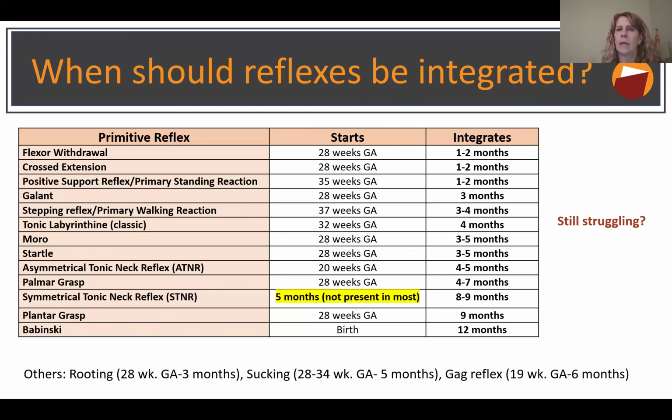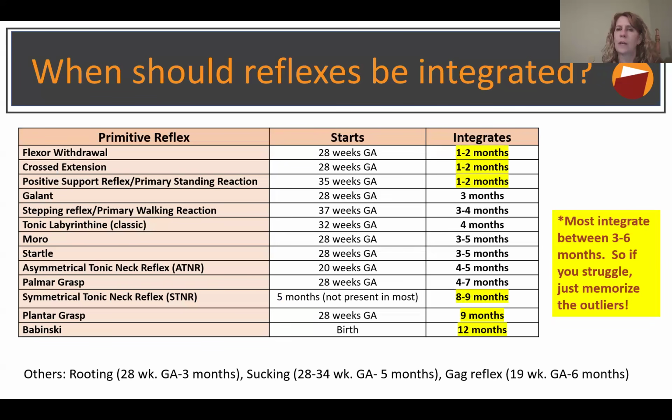children. Okay. So what I think is more likely you're going to be asked about is when does it integrate? There are a few that integrate early and a few that integrate late. All the rest are in this 3 to 4, 5 month period. So if you're struggling, I would know the outliers, and that's going to help you. And again, the plantar grasp and Babinski, I want those to go away before they walk. Now, the Babinski can last up to 2 years, but usually it's integrated by the time they're walking. So that's how I remember that.